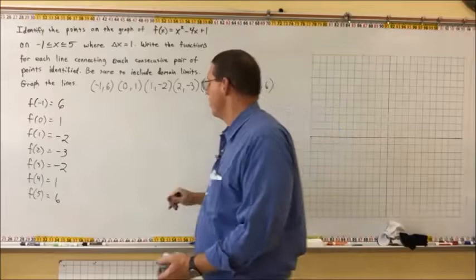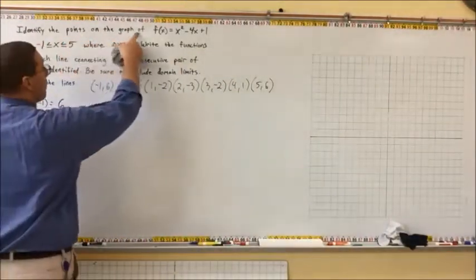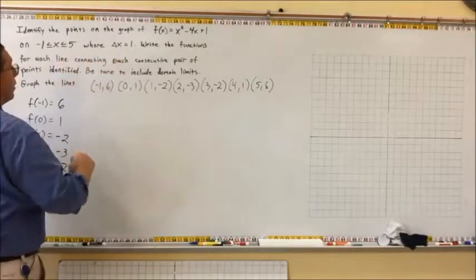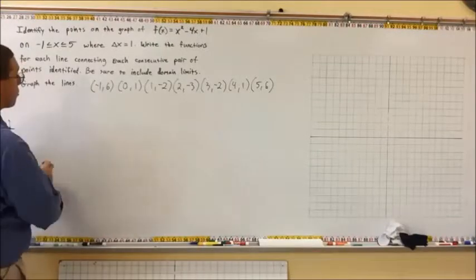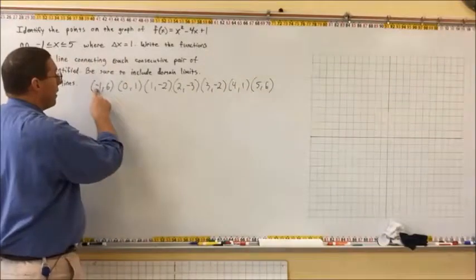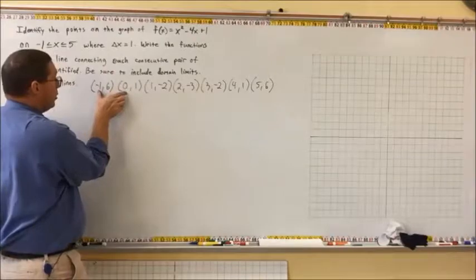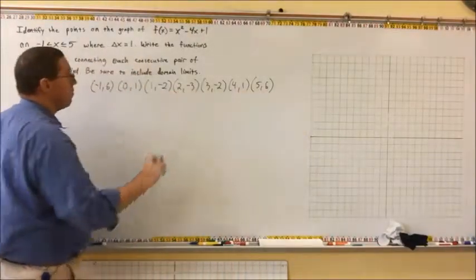Okay? So we've identified all these points. Identify the points on the graph of this function on the interval from negative 1 to 5 where delta x is 1. All right? So we identified all the points starting at negative 1, ending at 5, and we went every one. So x changed by 1 each time when we plugged in a number. So we have 7 points here.